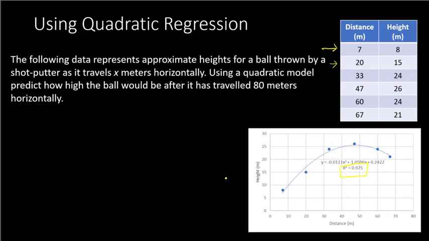And so what we can do is take that equation, and we see it here, and we can use this to predict. All right, so we're trying to predict how high the ball would be after it's traveled 80 meters horizontally.